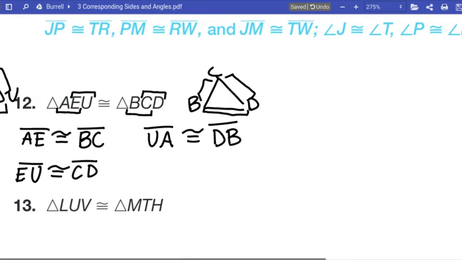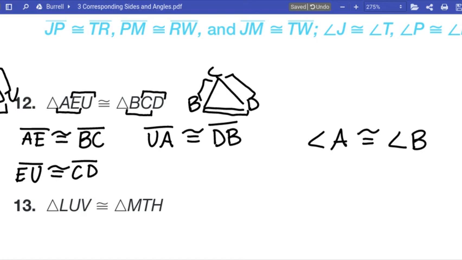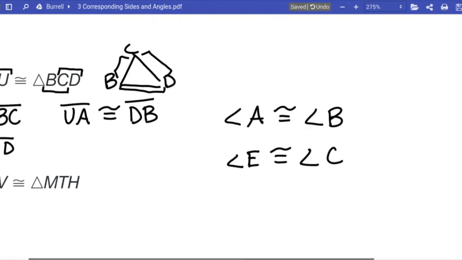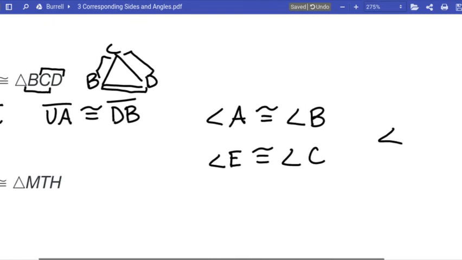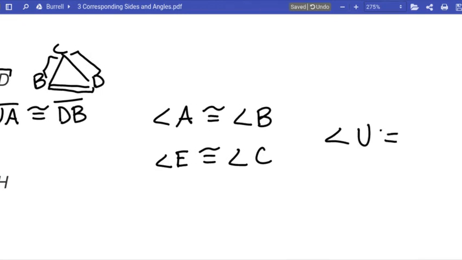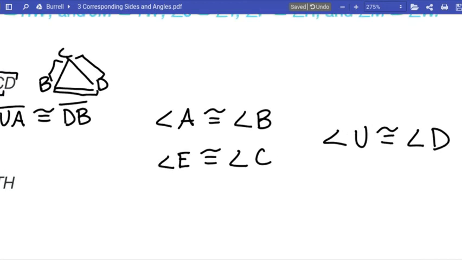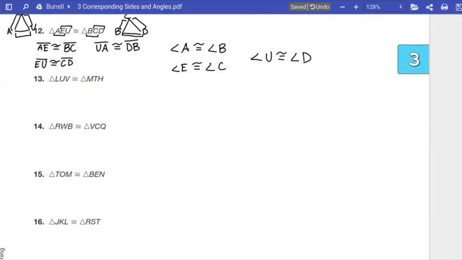Now let's do our congruent angles. Angle A is congruent to angle B. That's first letter to first letter. Angle E is congruent to angle C. That's second letter to second letter. And then angle U is congruent to angle D. That's last letter to last letter. You're now going to have about 5 minutes to continue practice.